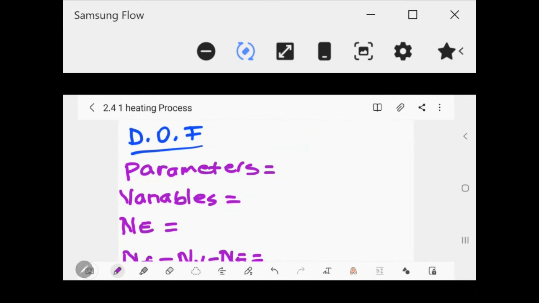I need your input again. What are the parameters for this part? Remember that now the volume is no longer constant. Yes, definitely density and heat capacity. Let's just put that in. And then what are the variables?